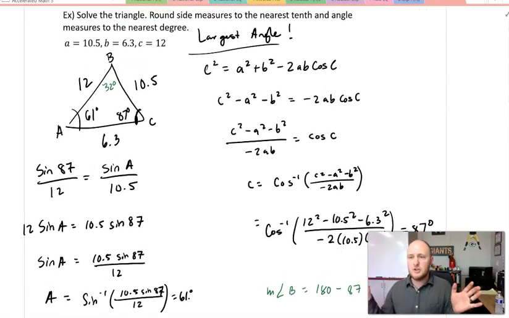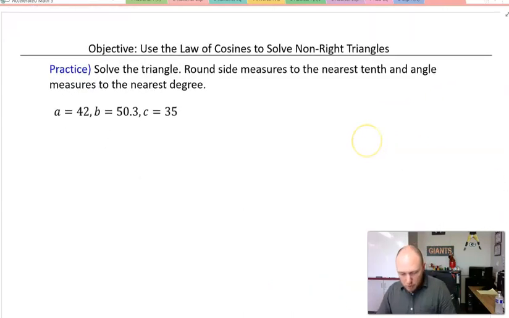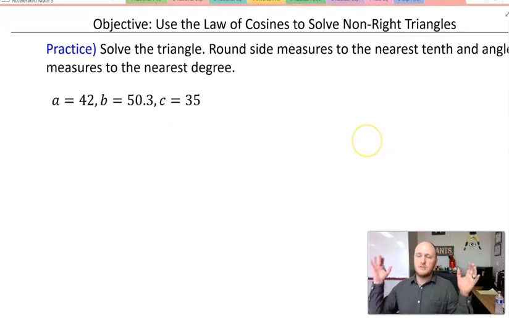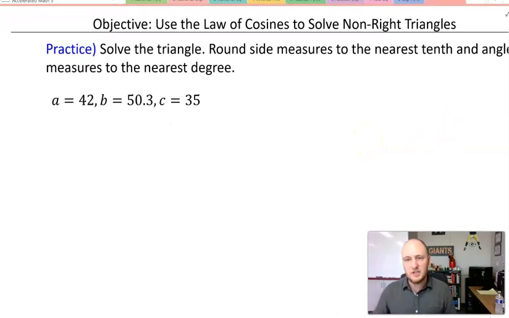So that's how you do it by solving for the angle first. You always want to target the largest angle. Here is a practice problem for you. Please pause the video, try this one from bottom to top, and see what you get.